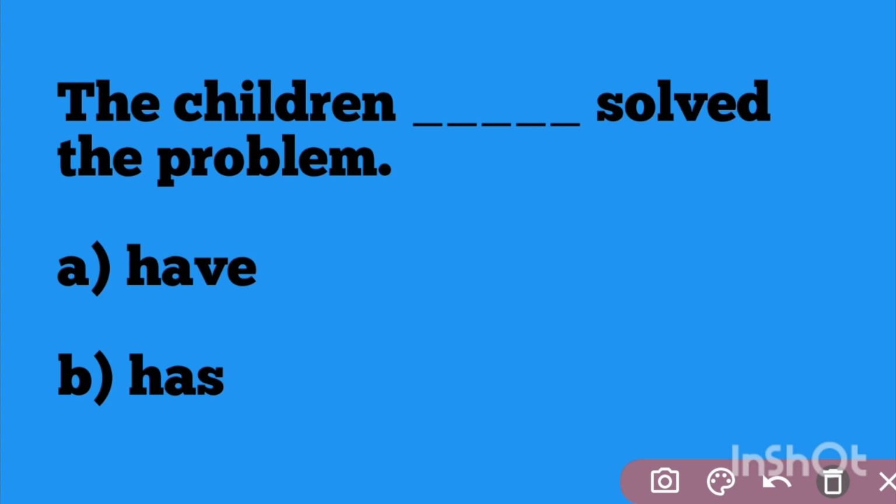My dear friends, the children, you know this is the plural of child. Child is the singular, children is the plural form. This is the plural form of the noun child. So as the subject is plural, obviously the verb will be plural, and have is the plural form. The children have solved the problem. This is the correct answer. So A, have is the correct answer here.